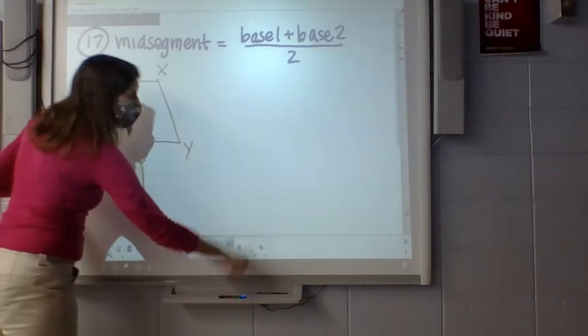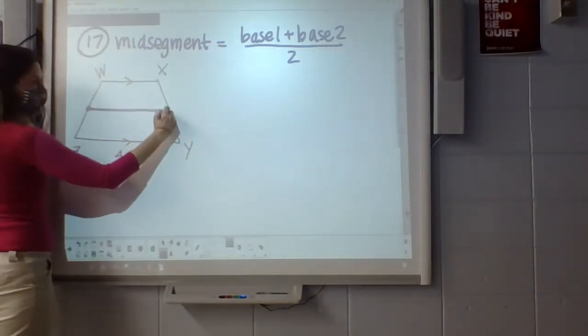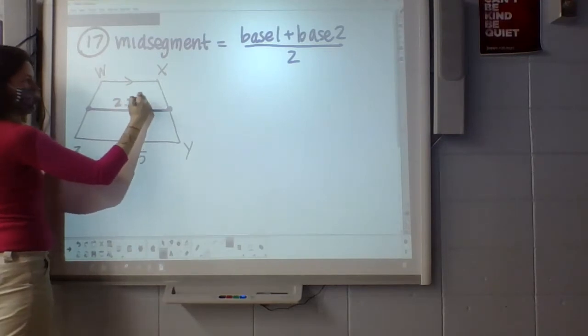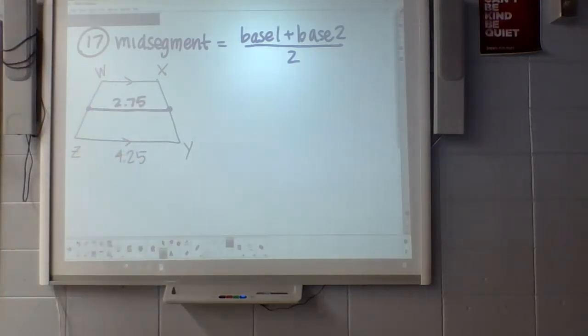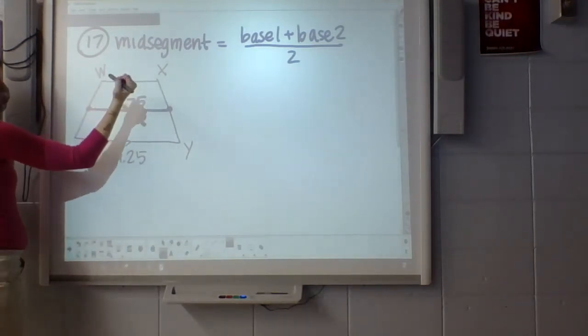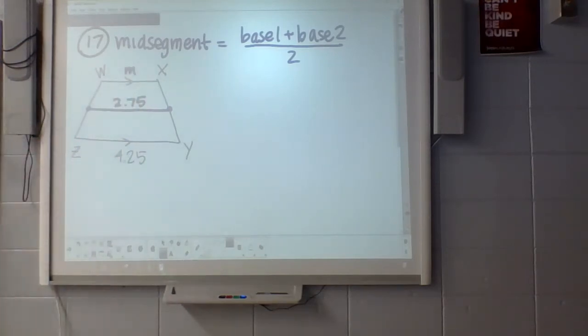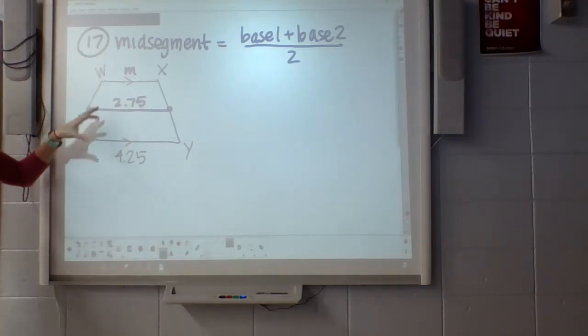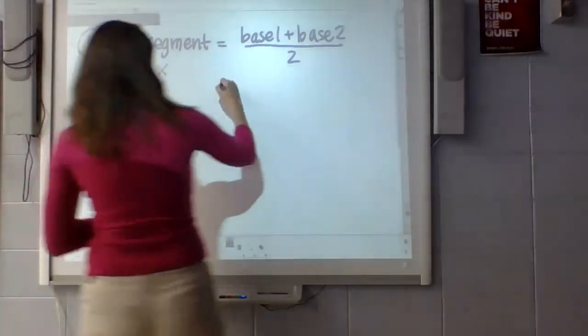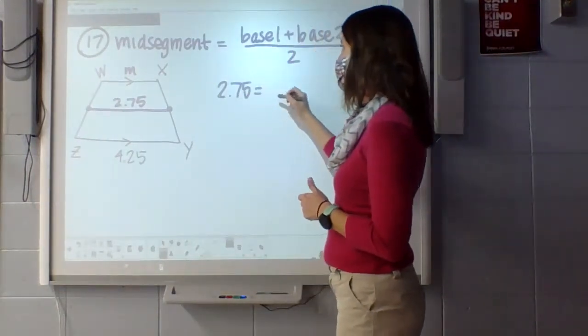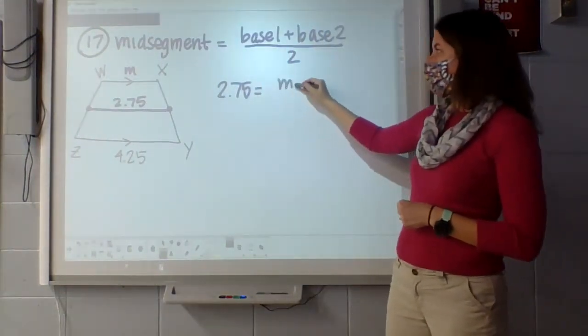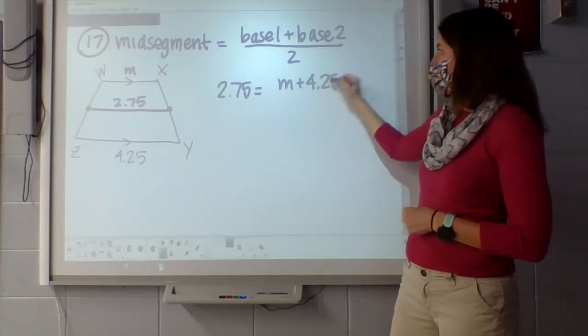So the mid-segment is using this idea. If I go through the center, that's 2.75. They want me to find the other base. So they want me to find this here. Call that, well, I should call it B, sorry. I was thinking mid-segment, but that's not the mid-segment. So we have to find the other base. They give us the mid-segment, so 2.75 is our mid-segment. And we have to take the bases, add them together and divide by 2.